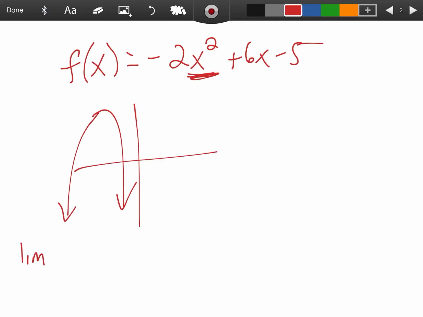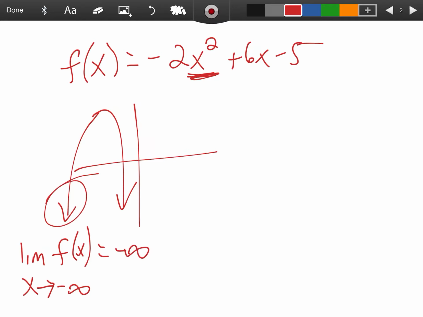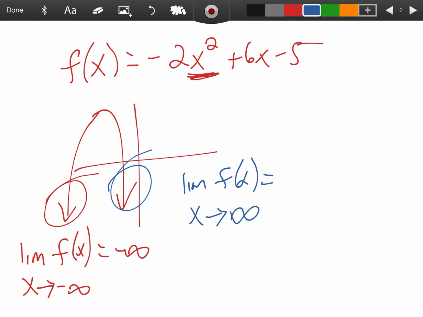So for this, my left end behavior, of course, as x approaches negative infinity, is going to negative infinity because my left arrow goes down. And then my right end behavior is the limit of f of x as x goes to positive infinity. Well, my right arrow is also pointed down, so this is going to negative infinity as well. And again, that's going to be true if our leading term is an even power. So if this was x to the fourth, it would be the same.